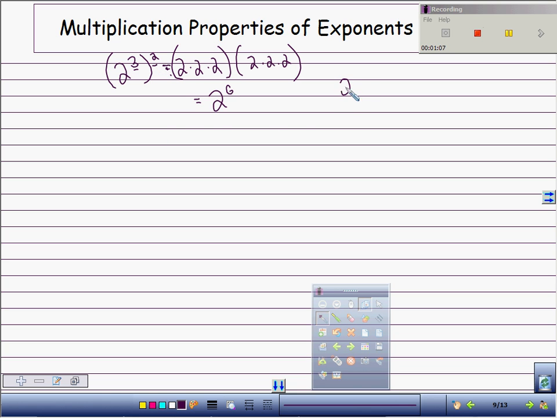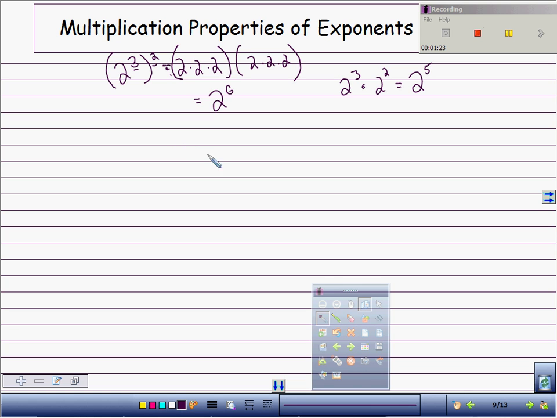You have to be careful, though, because what is 2 to the 3 times 2 to the 2? What's that equal to? That's something different, isn't it? That's 2 to the third times 4. That's 2 to the 5th, right? Here you add the exponents. This is what we learned before. But if you're raising a power to a power, like here, you multiply the exponents. So you got to be kind of careful with that.